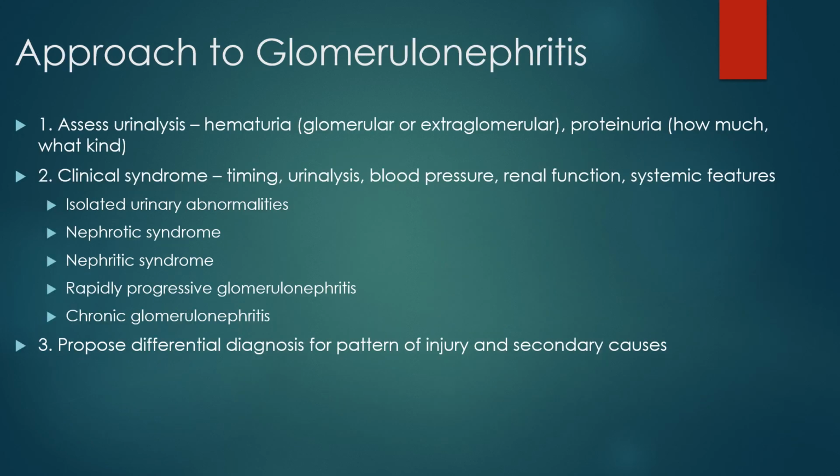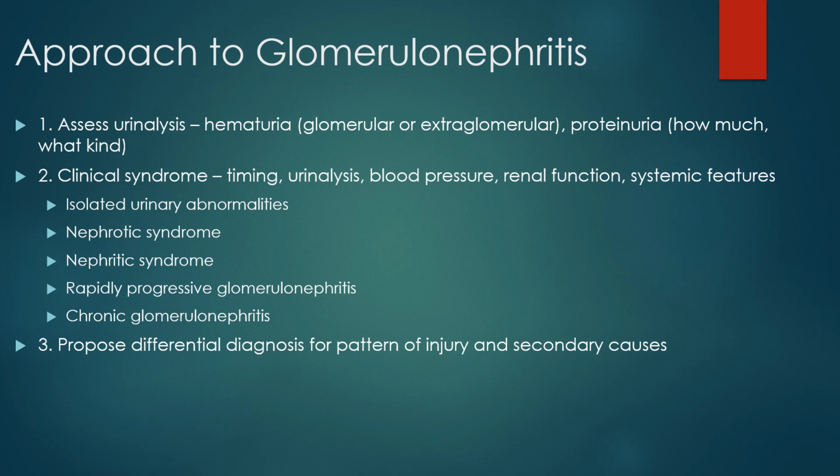Let's now end off by going over an approach to a glomerulonephritis. The first step is to assess the urinalysis to identify whether your patient has hematuria, and if so, if it's glomerular or extraglomerular, and if they have proteinuria, and if so, how much and what kind.